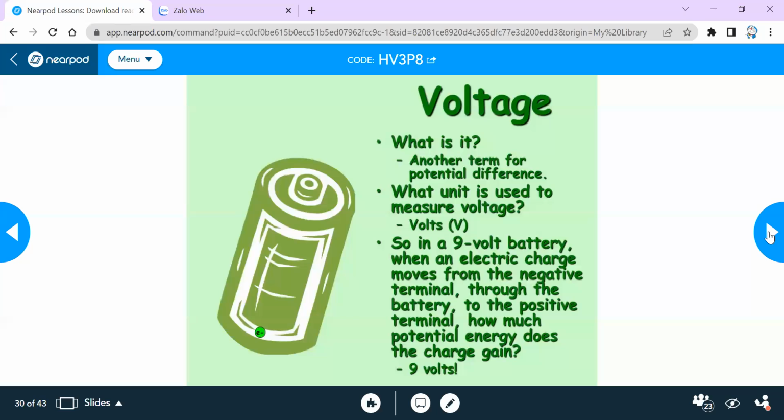So in a 9 volt battery, when an electric charge moves from the negative terminal through the battery to the positive terminal, how much potential energy does the charge gain? Well, since it's 9 volts, the answer will always be the same as the number of the battery volts, 9 volts. A 9 volt battery, the movement from negative terminal to positive terminal will always be 9 volts.